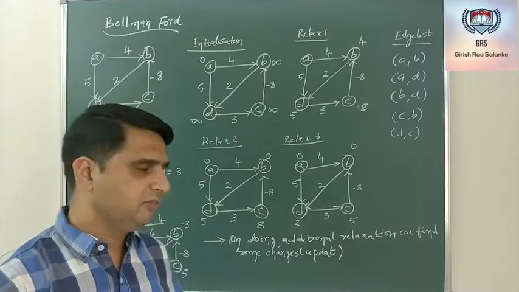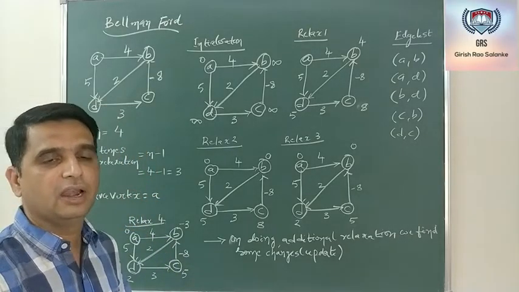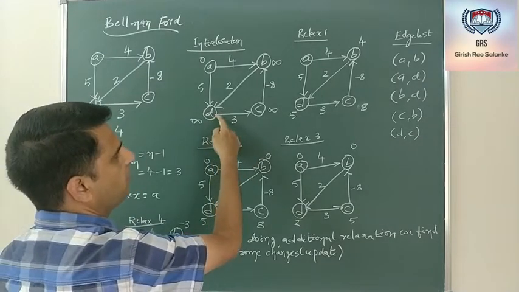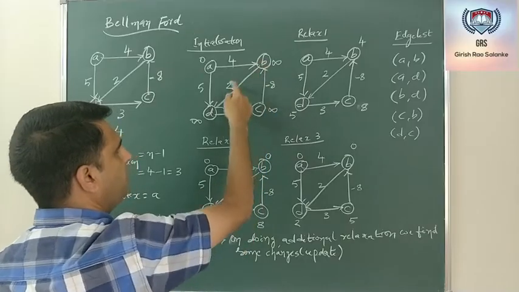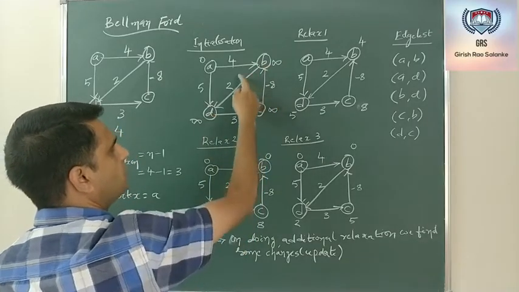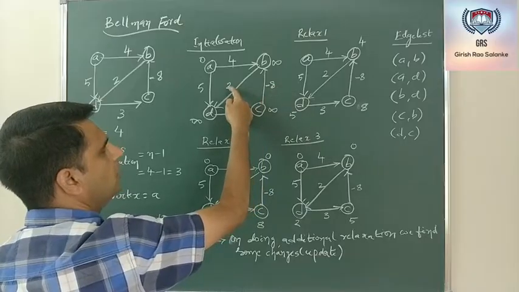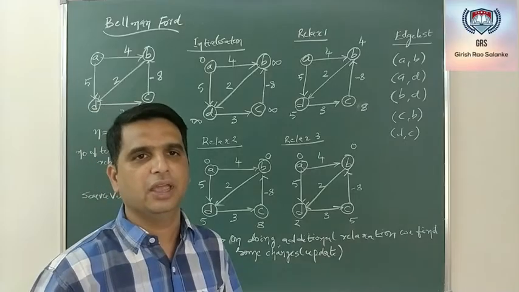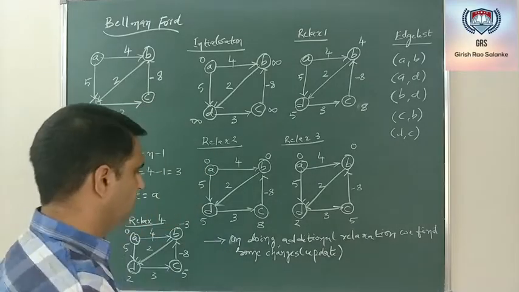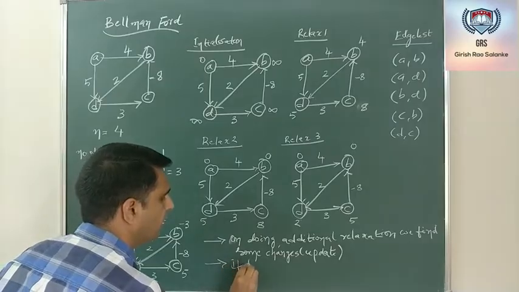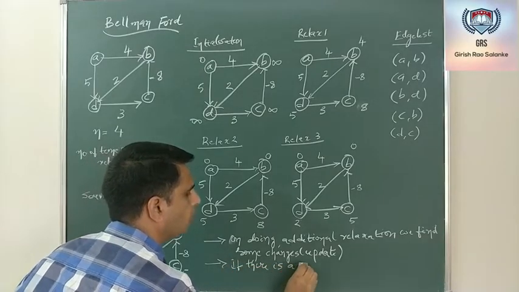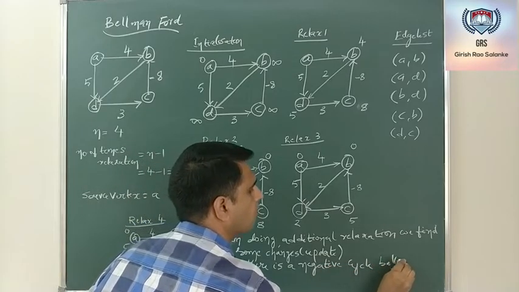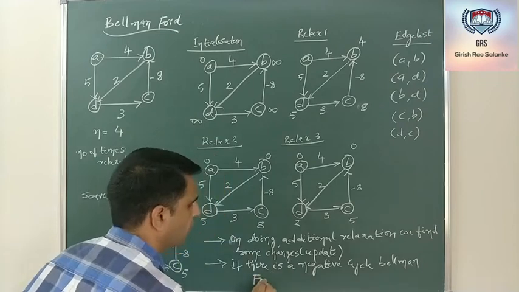Now, what is the problem? If there is a negative cycle, the Bellman-Ford algorithm does not work. If you go back here, you can see there is a cycle: an edge from D to C, C to B, and B to D. Now, what is the cost of this cycle? 3 minus 8 plus 2. 3 plus 2 is 5, and 5 minus 8 is minus 3. So it implies that if there is a negative cycle, the Bellman-Ford algorithm fails. Please note that if there is a negative cycle, Bellman-Ford fails.